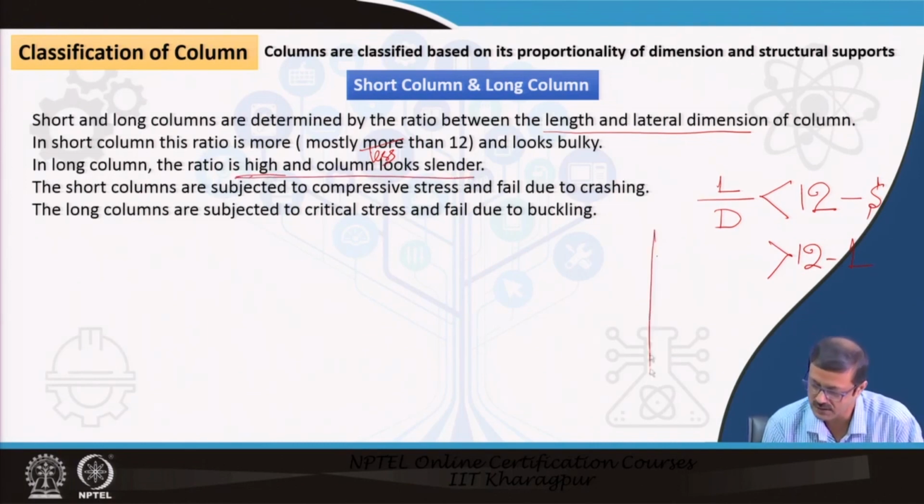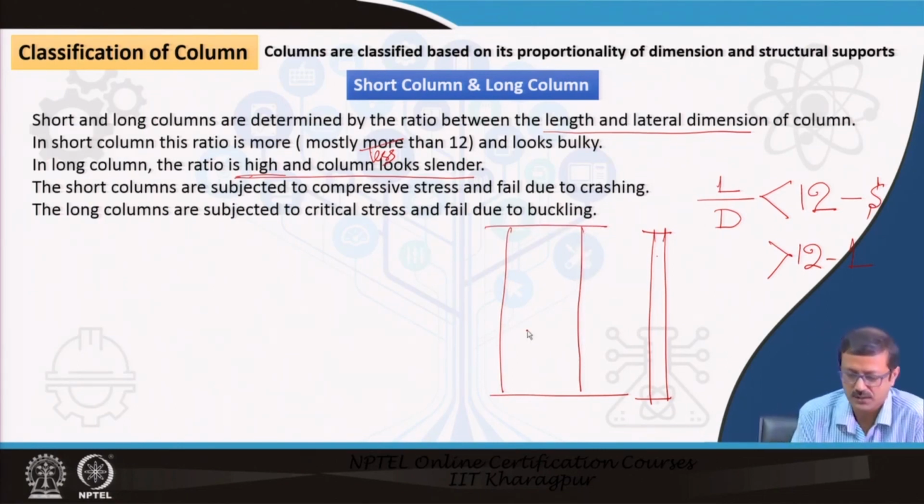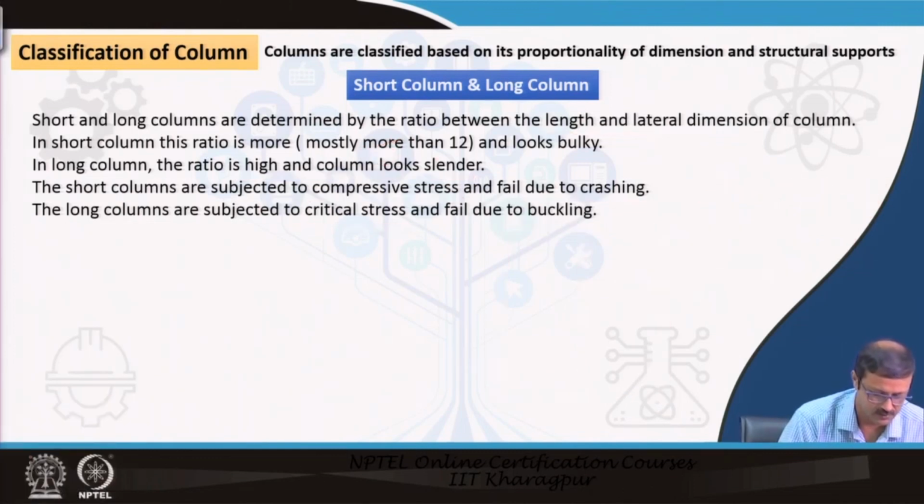So, something like this is a long column, whereas this is a short column. So, this is the D and this is the L, right. The short column is subject to compressive stress and fails due to crushing, and the long column is subject to critical stress and fails due to buckling. So, let me erase this and go to the next.